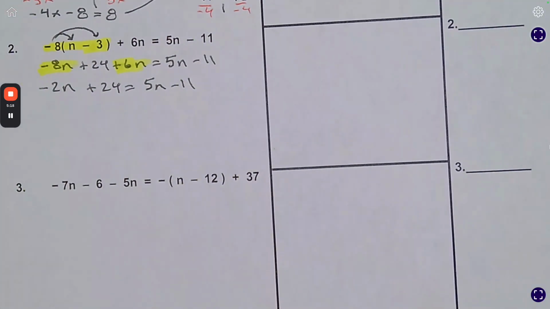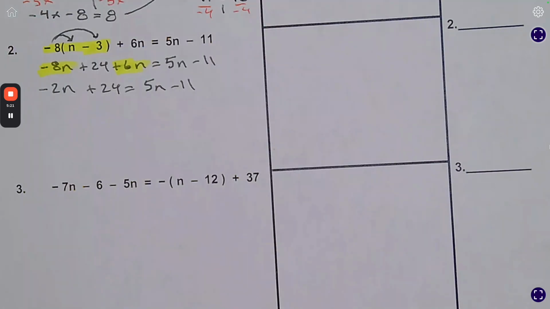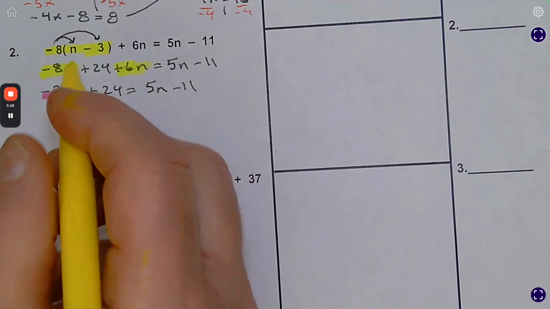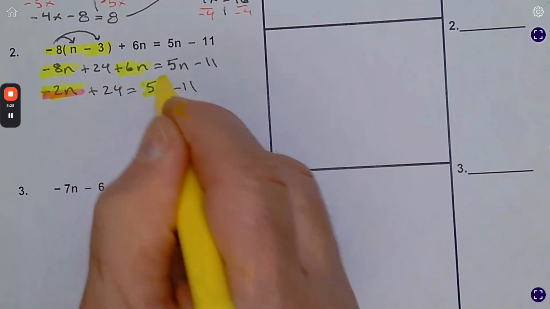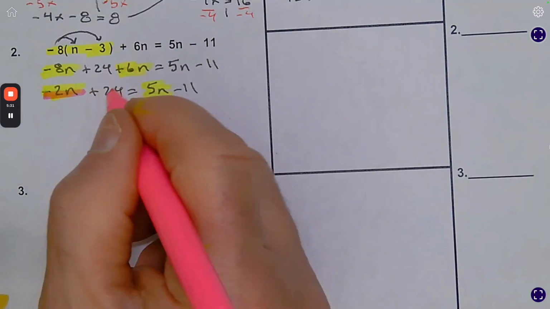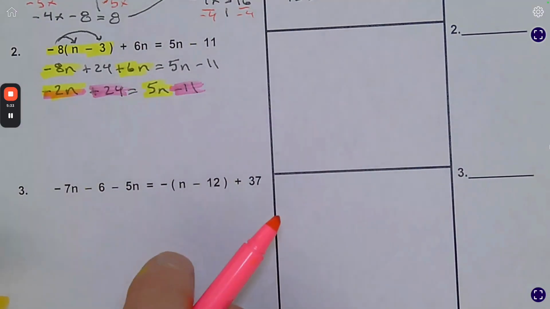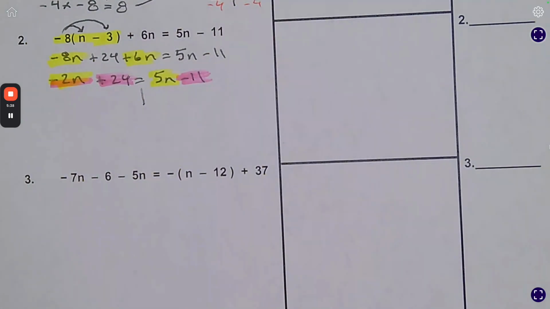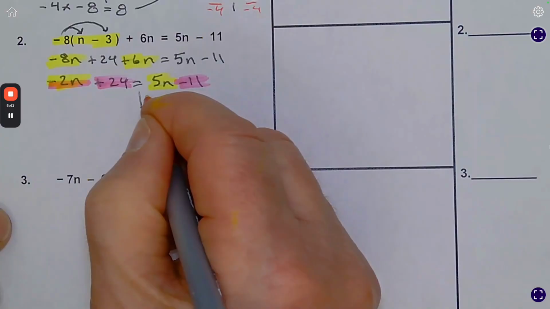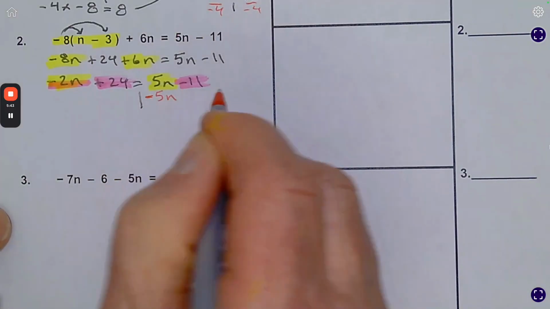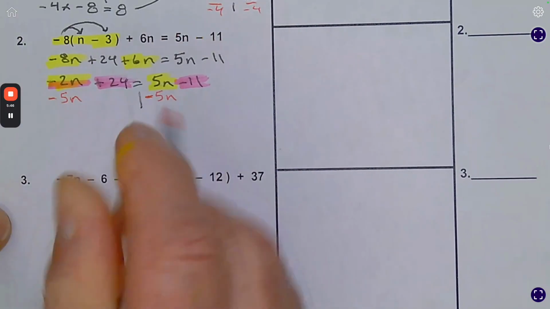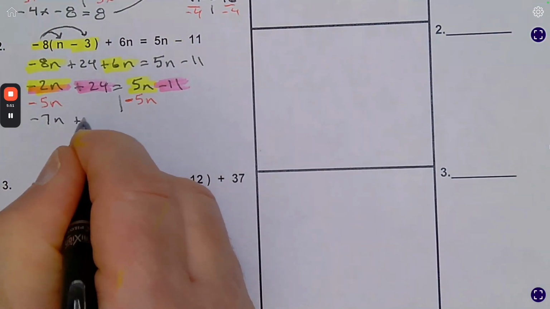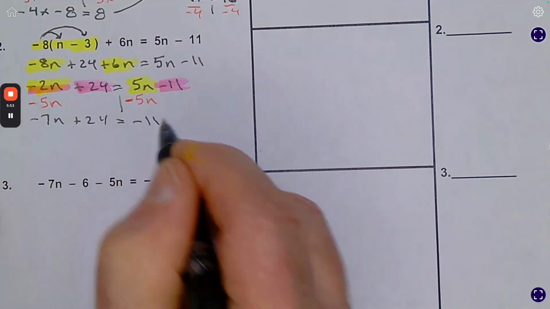Now I'm going to go ahead and do inverse operations. Notice I have my n terms here. Oh, wrong color. I like to do my variable terms in yellow, and then I like to do my constant terms in pink. All right, so we've got inverse operations. What's the inverse operation of a plus 5n? We're moving all of it. So when you're moving all of a term, you add and subtract. That gives me negative 7n plus 24 equals negative 11.